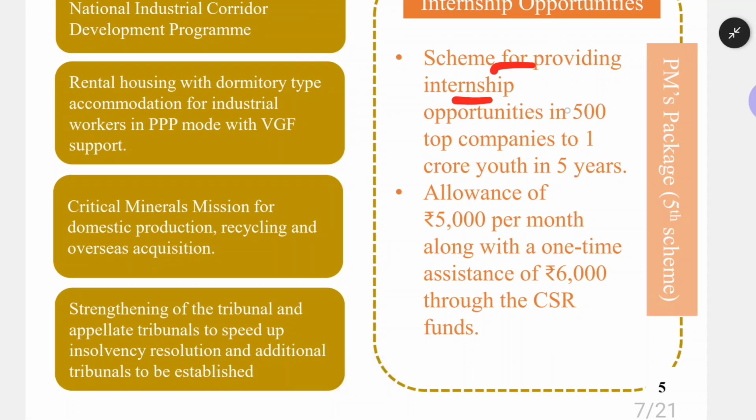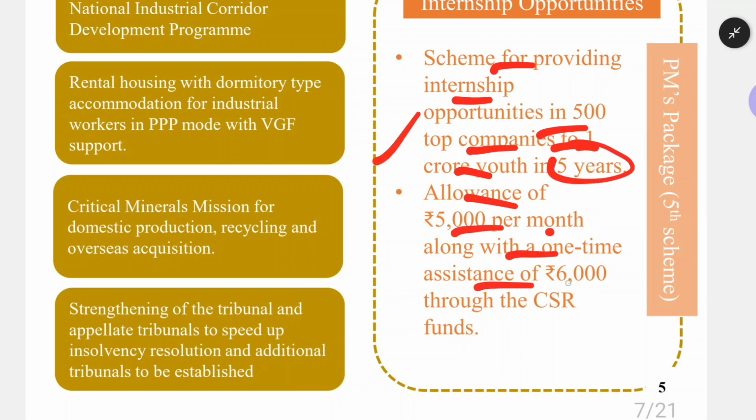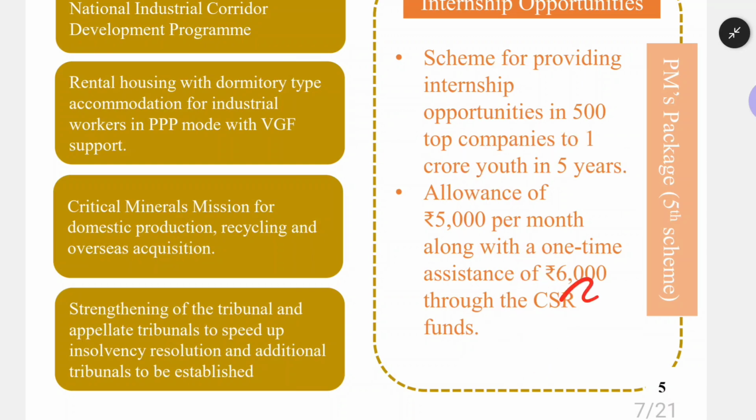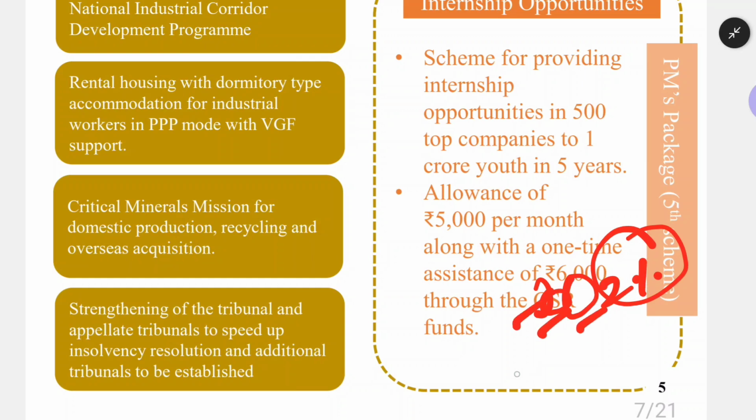Scheme for providing internship opportunities in 500 top companies to 1 crore youth in 5 years. Very important, remember this point. Allowance of 5,000 per month along with one-time assistance of 6,000 through the CSR fund. Corporate social responsibility. Every company in our country which is making a profit will have to use 2% of its profits for corporate social responsibility.